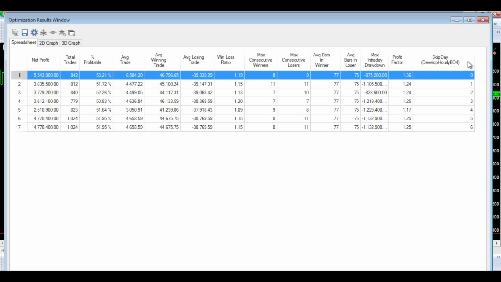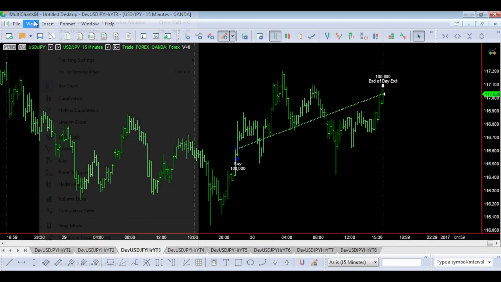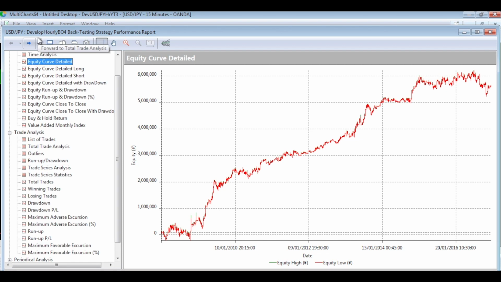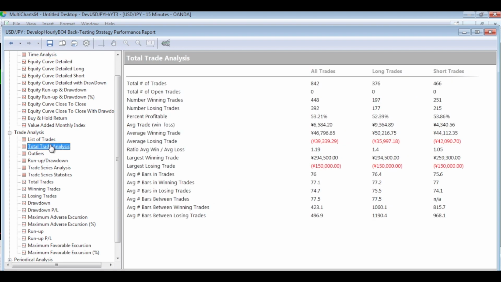So let's have a look at the performance report and the equity graph if we don't trade on a Sunday. And the equity graph looks a little bit better, doesn't it? Looks a little bit smoother. Total trade analysis, got 842 trades and an average trade of 6,500 yen, or 6.5 pips average trade. So can we take this any further? Can we improve it even more? Yeah, I think we can.